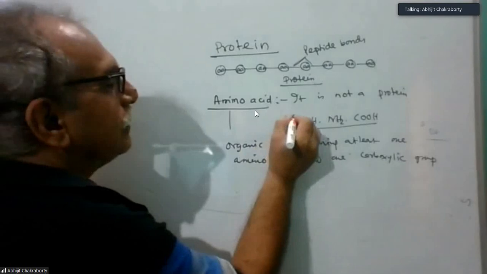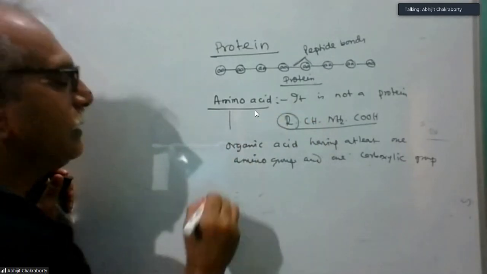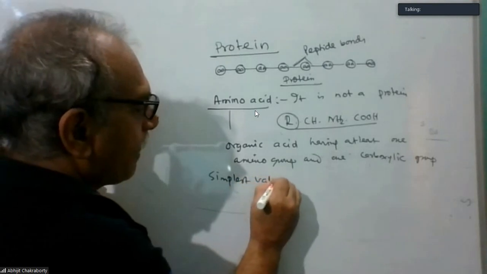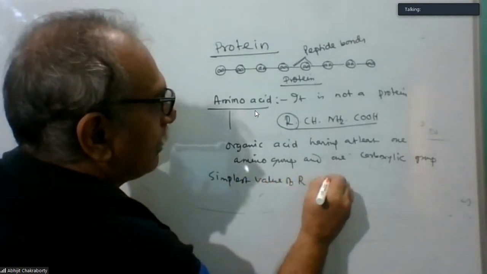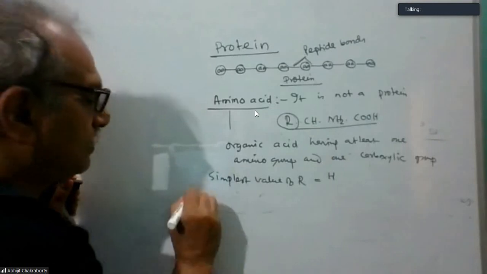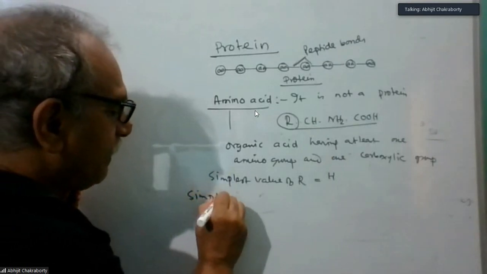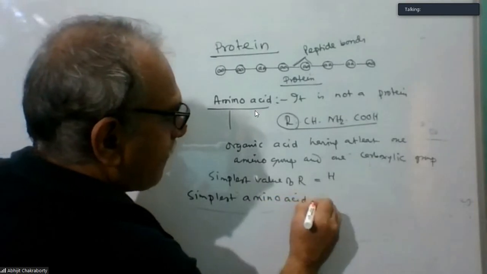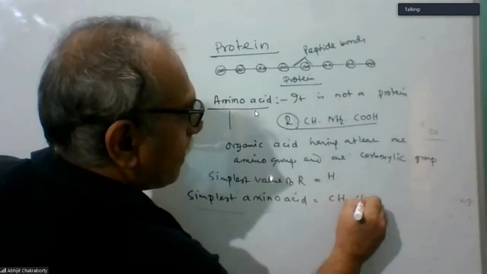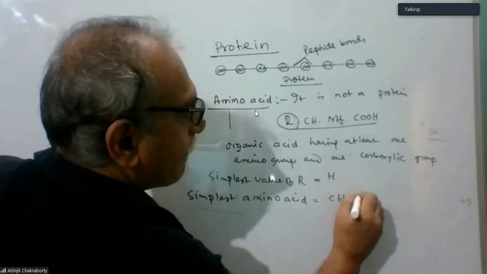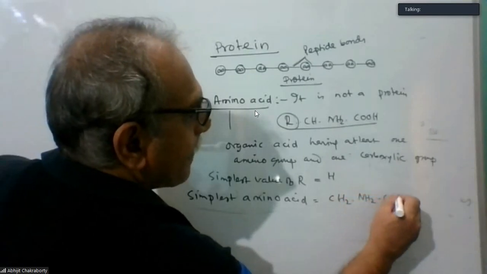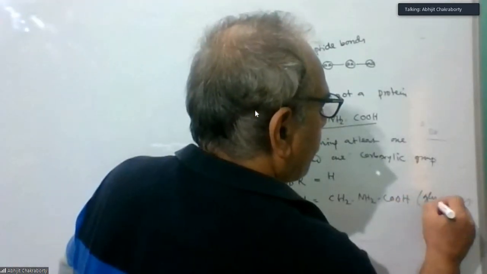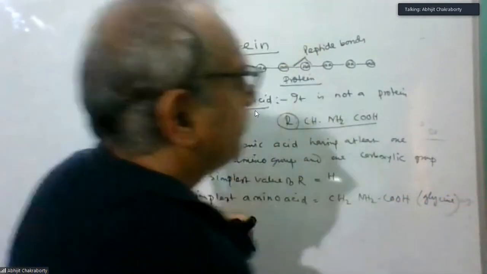Here, the simplest value of R is equal to H. So the simplest amino acid is called glycine.